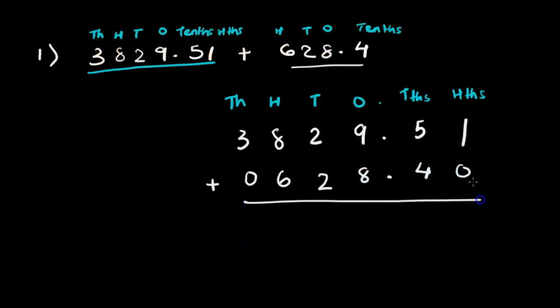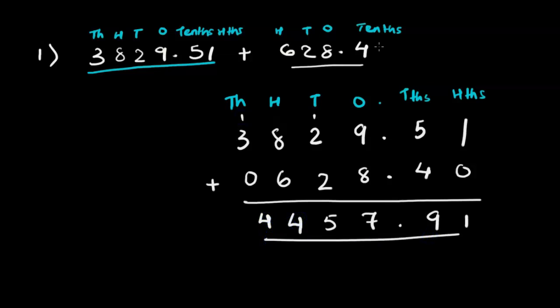Now we just have to add these numbers. 1 plus 0 is 1. 5 plus 4 is 9. 9 plus 8 is 17. 2 plus 2, 4 plus 1 is 5. 8 plus 6 is 14. 3 plus 1 is 4. Therefore, the answer that we got, when we add these two numbers up, is 4,457.91 hundredths.